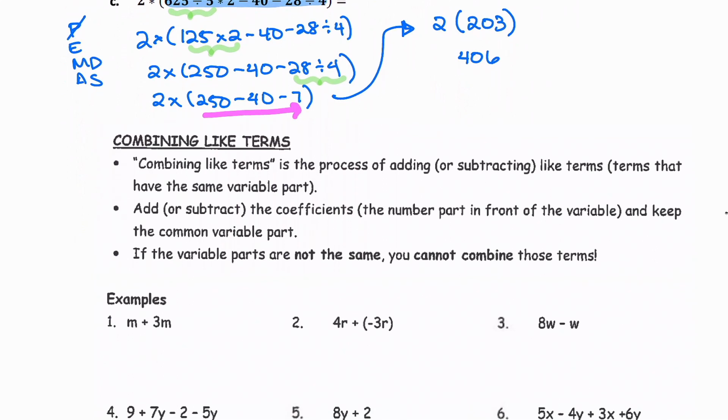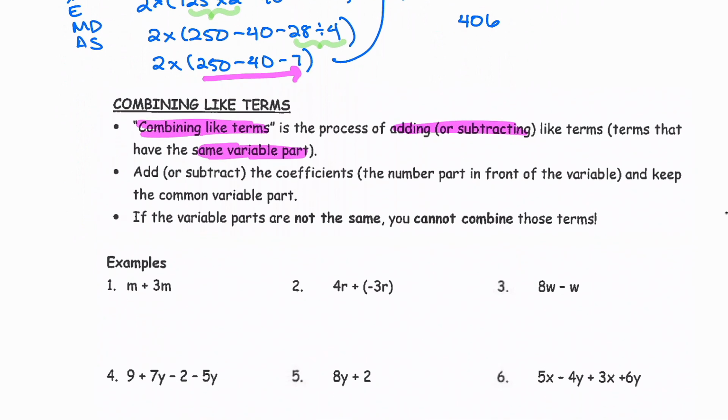It says combining like terms is a process of adding or subtracting like terms, terms that have the same variable part. That is really important. So let's go ahead and highlight combining like terms. That's the process of adding or subtracting, but they have to have the same variable part in order for you to do it. All you're going to do is add or subtract the coefficients, which is the number in front of the variable, and you're going to keep the variable part the same, okay? If the variable parts are not the same, you cannot combine those terms.